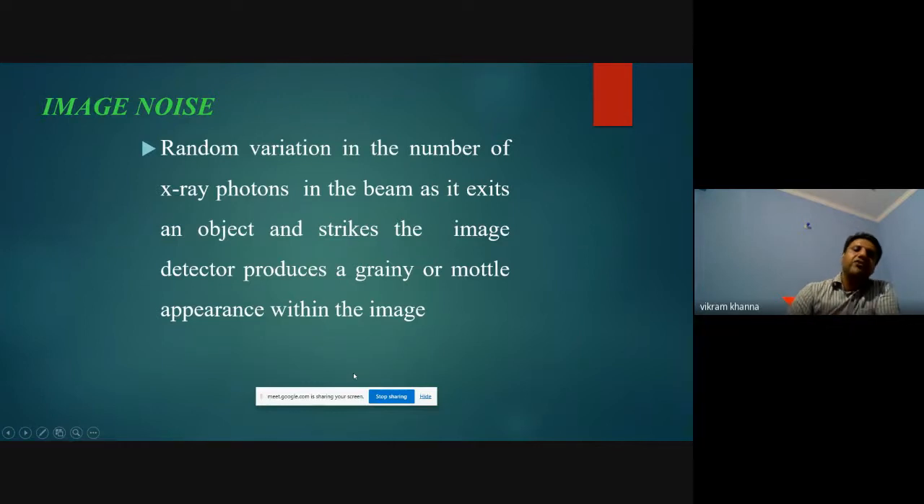Image noise. Image noise is a variation in the number of X-ray photons in the beam as it exits from the patient. So it can be detected on the image detector as a grainy or mottled appearance.